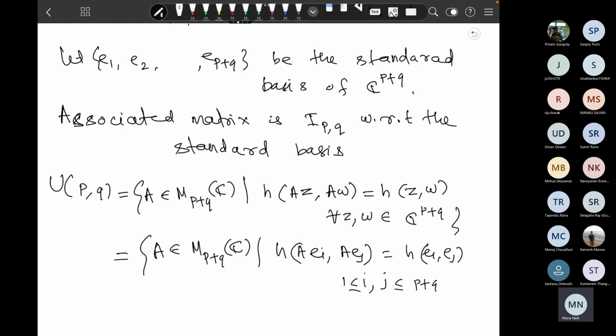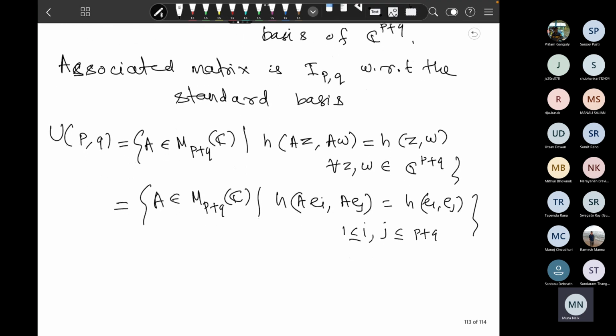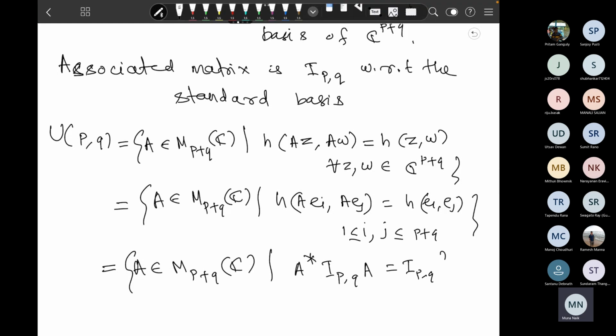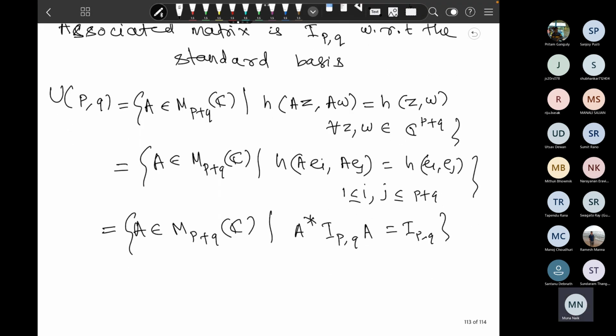So you can get A belonging to M(P+Q, C) such that A star I(P, Q) A is equal to I(P, Q). In the bilinear form we get A transpose, but here you get A star. This is a subgroup of GL(P+Q, C).